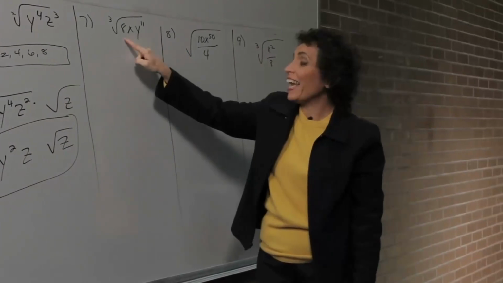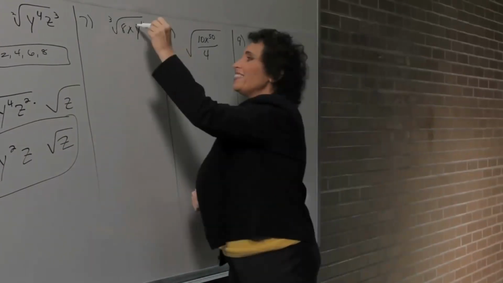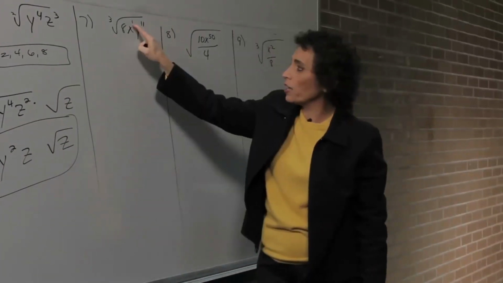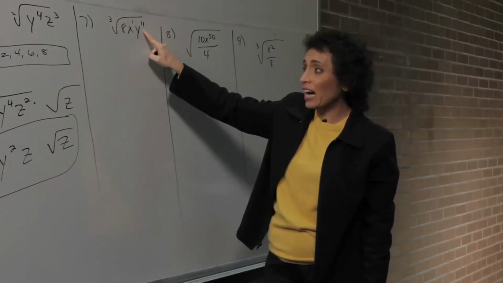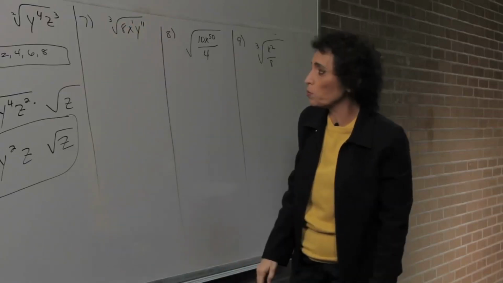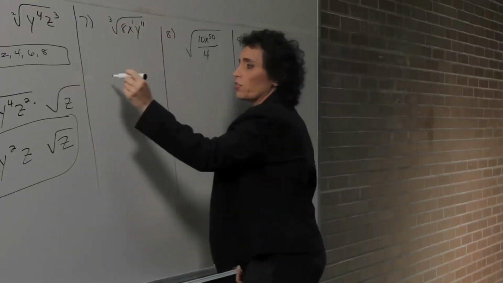Cube root of 8. 8 is a perfect cube. 1 is not, and you can't even simplify it because it's smaller than 3. 11. 11 is not a perfect cube because it's not a multiple of 3. So I need to break this up.